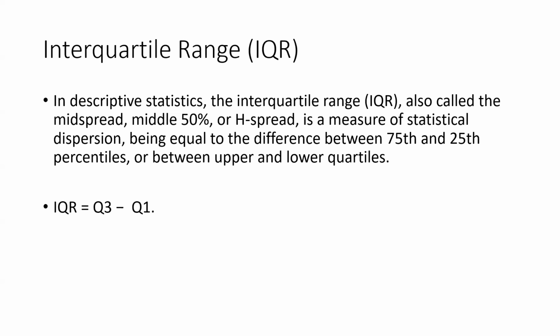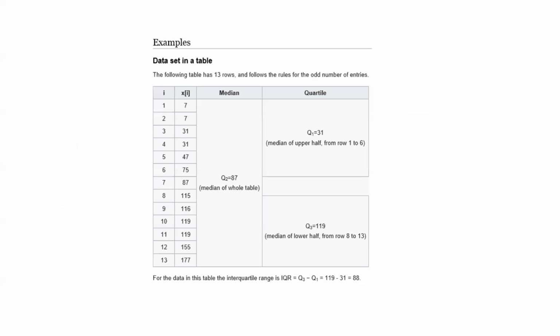So here's an example from Wikipedia. In this instance, we have 13 observations within our data set. The X values there are the observational values: 7, 7, 31, 47, 75. These are our observations. And this is the position of the observations within our data set. This was our first observation, second observation, and so on and so forth.